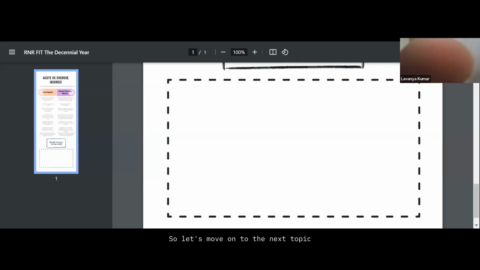So let's move on to the next topic that we want to do, which is understanding the growth spurts aspect.